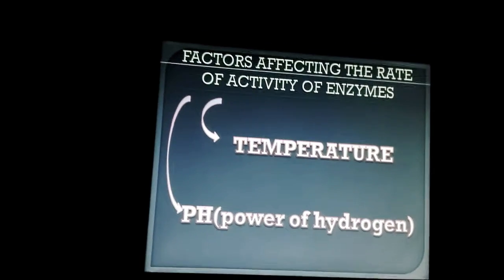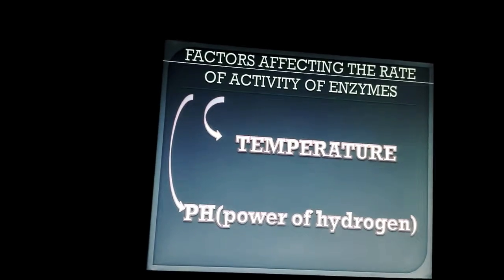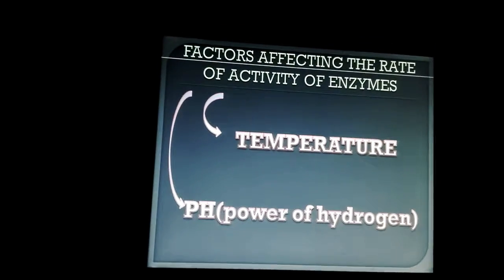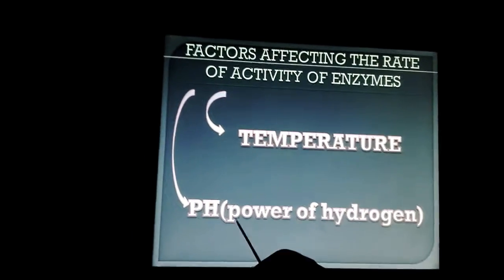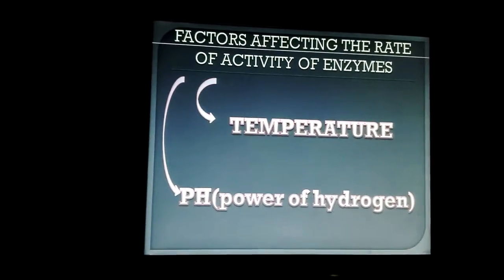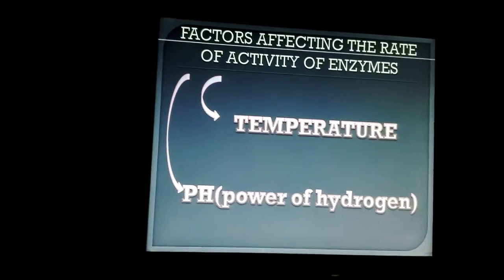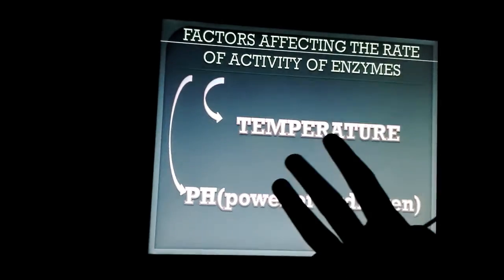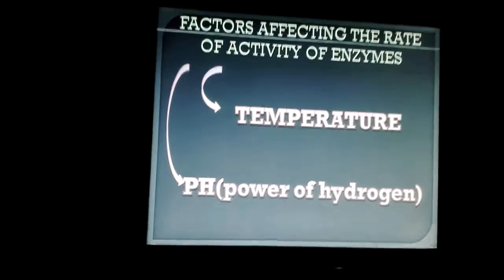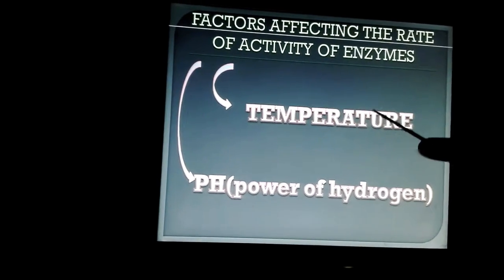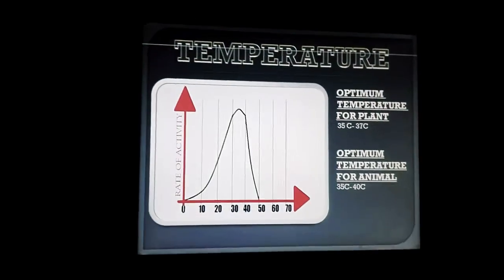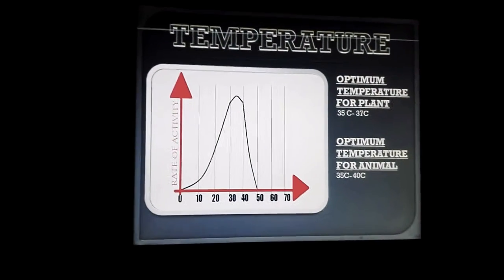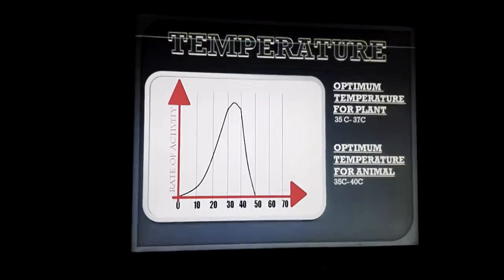Moving on to the factors affecting the rate of activity of enzymes. Don't think that nothing can affect the enzyme. It can. And there are two things, which are temperature and pH. And in the case of enzymes, these two work similarly. They have three things, which are the slow activity, the optimum activity, and denatured. So let's start off with temperature. We have this graph over here. It shows the activity of enzyme.